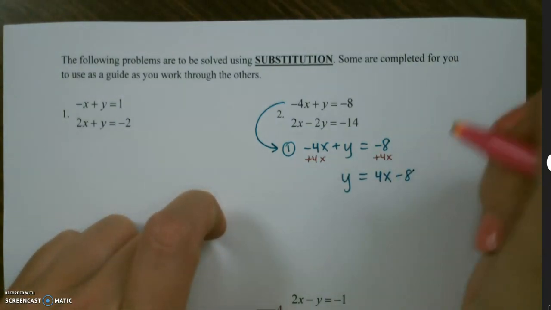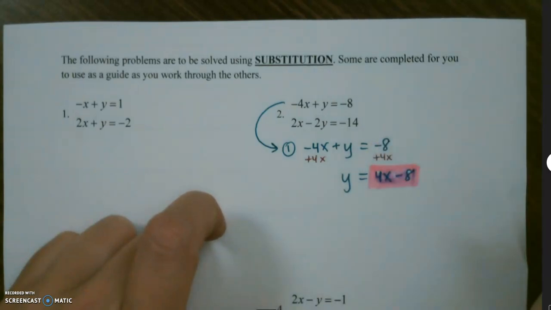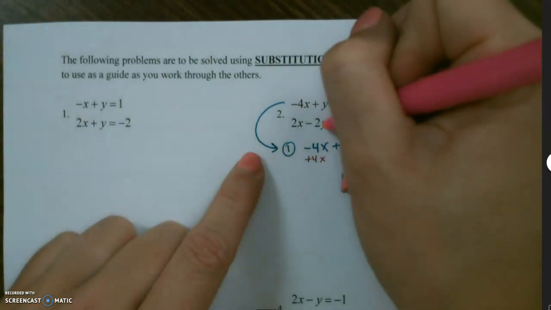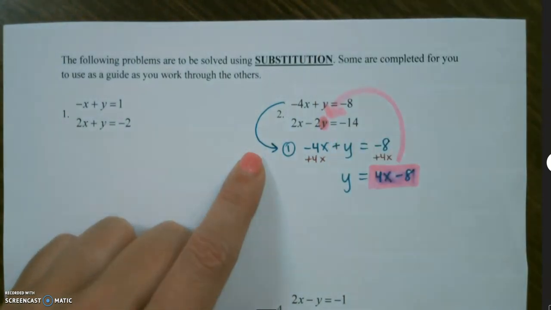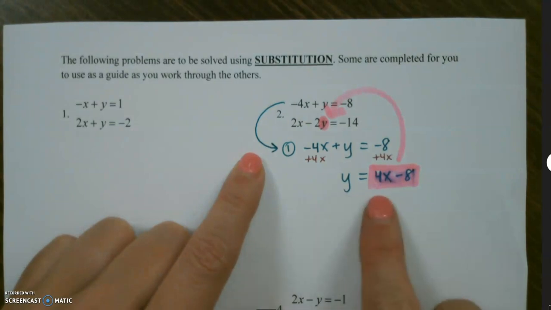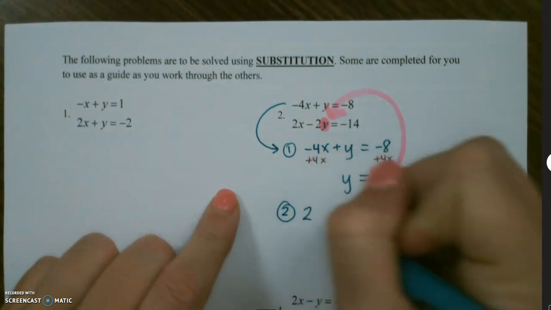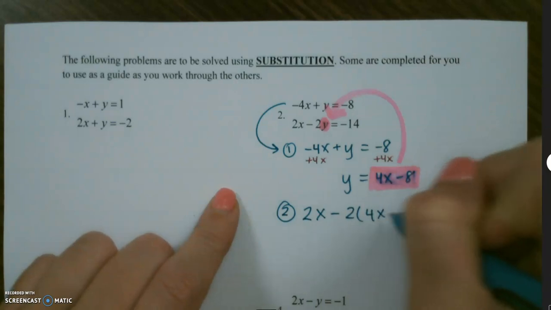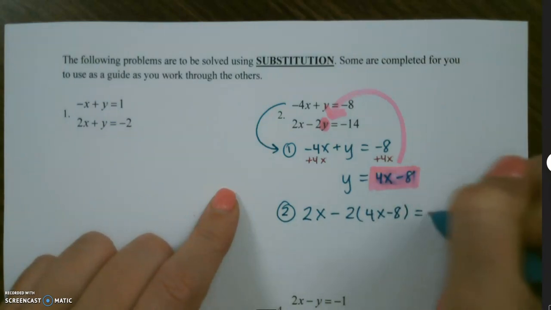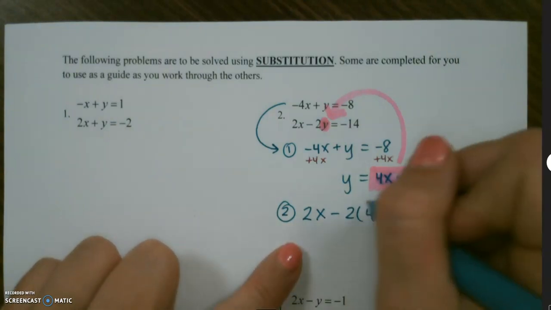Now, everywhere that I see y, I could substitute in the value 4x minus 8. So notice inside of our second equation, I'm going to substitute in the value of y. So step 2. We have 2x minus 2 times, let's plug this in. All right, now we can go ahead and solve for x.